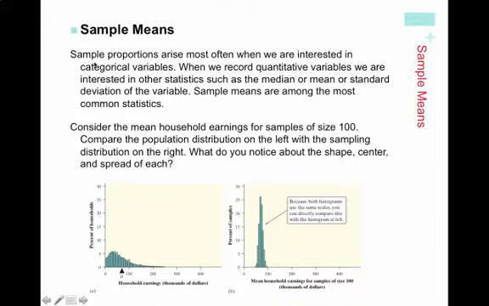So in the previous section we were talking about sample proportions. These most often are used when we're dealing with categorical variables. But when we're dealing with quantitative variables, we look at mean, median, standard deviation. Most of the time we're looking at calculating the mean as a statistic.